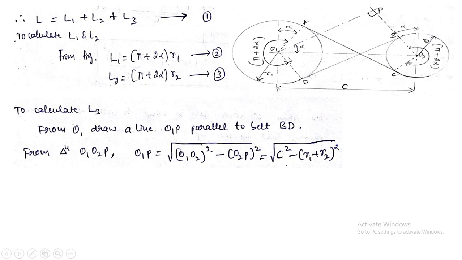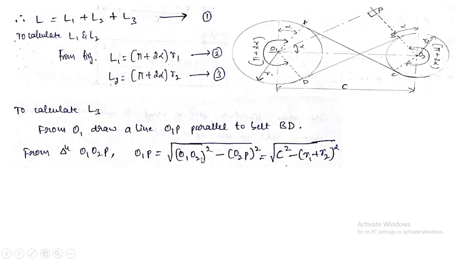O1P is equal to the hypotenuse square minus the adjacent, or opposite side, square, that is O1O2 square minus O2P square. And since we want only O1P, this thing comes under the square root. So O1P is equal to root of O1O2 square minus O2P square. Again, I will substitute the values of O1O2 as well as O2P.